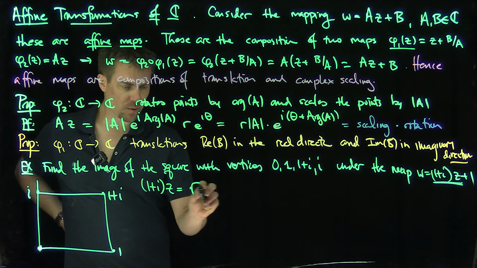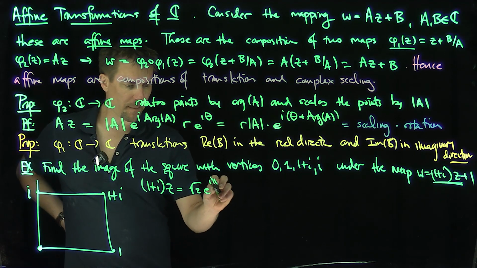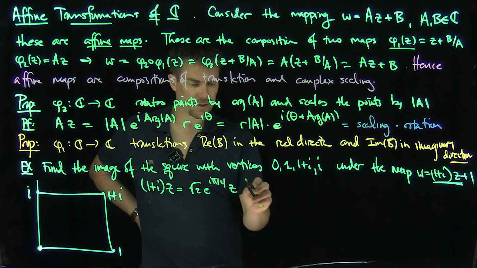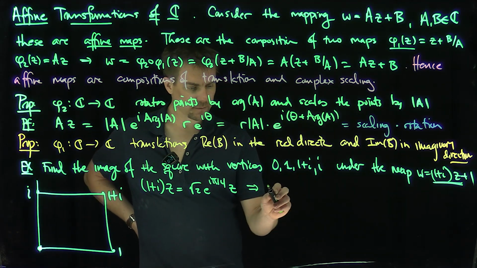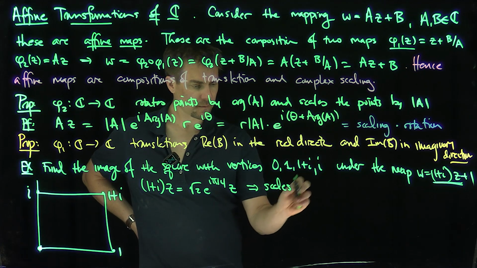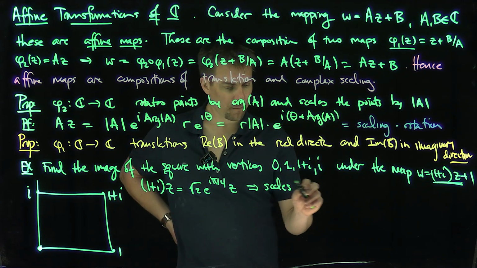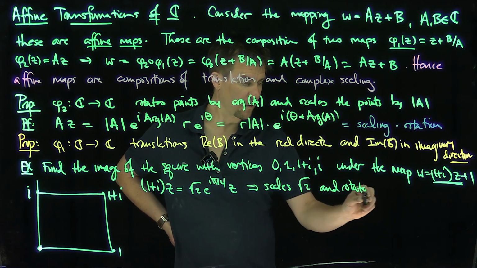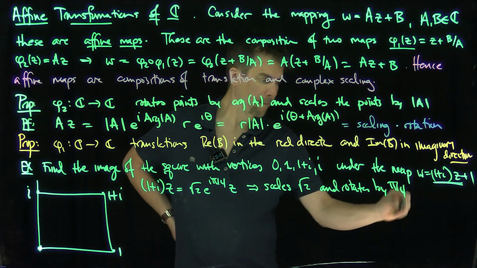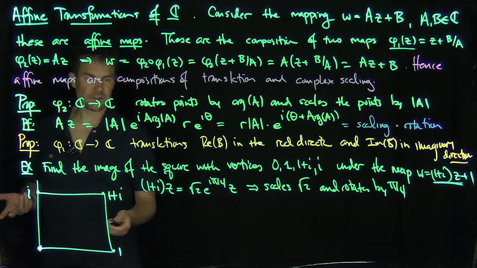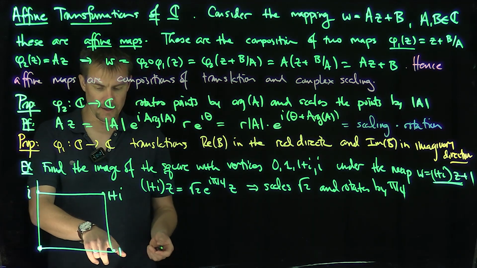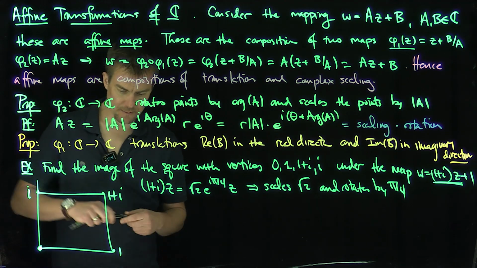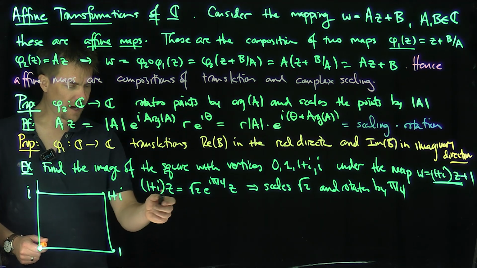Z, is really the square root of 2 e to the I pi over 4 Z, right? By going polar form. So this is going to scale by root 2 and rotate by pi over 4, okay? We can easily just check, right? So this point 1 is going to get mapped to where? This point 1 is going to be mapped exactly to 1 plus I.